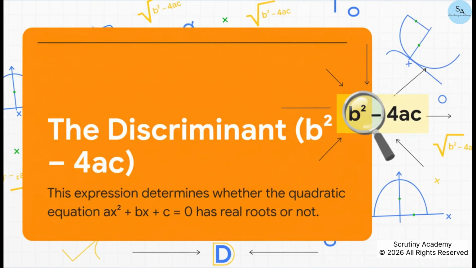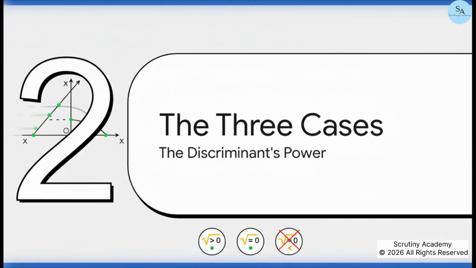b squared minus 4ac. This is our hero for today. It has a special name, the discriminant. We just call it D for short. And this one little expression has the power to tell us everything we need to know about the roots. Okay, so how does this discriminant actually use its superpowers?